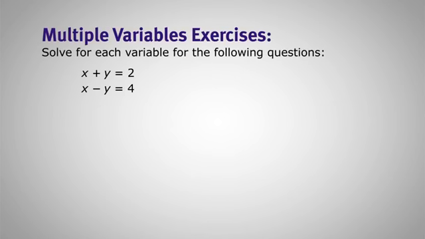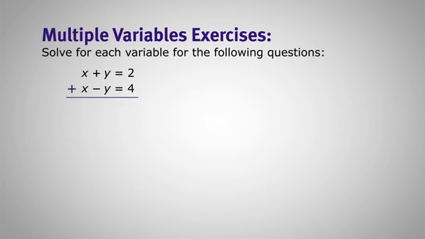Here we have a system of equations, x plus y equals 2 and x minus y equals 4. Taking a look at those two equations, let's decide which method is going to be most efficient. What you should notice is that your y terms are going to cancel if we add our two equations. So let's use the combination method.